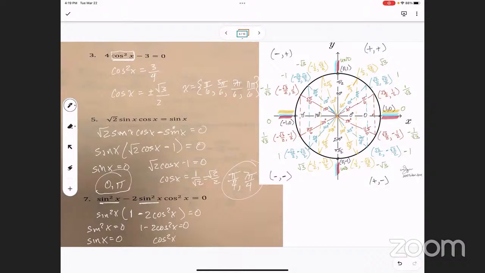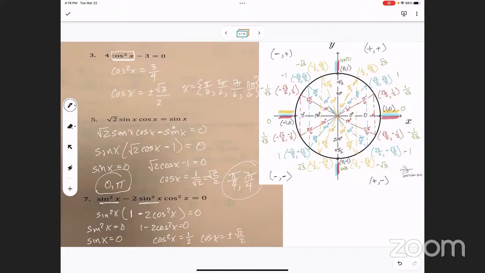Cosine squared x plus 1, subtract 1, divide by negative 2, gives you what? Positive 1/2, right? Because it's negative divided by negative. Yes, everybody? And now I have to take the what? Square root. And when I do, I get what? Cosine x equals positive and negative root 2 over 2. Exactly. All good with that, everybody?